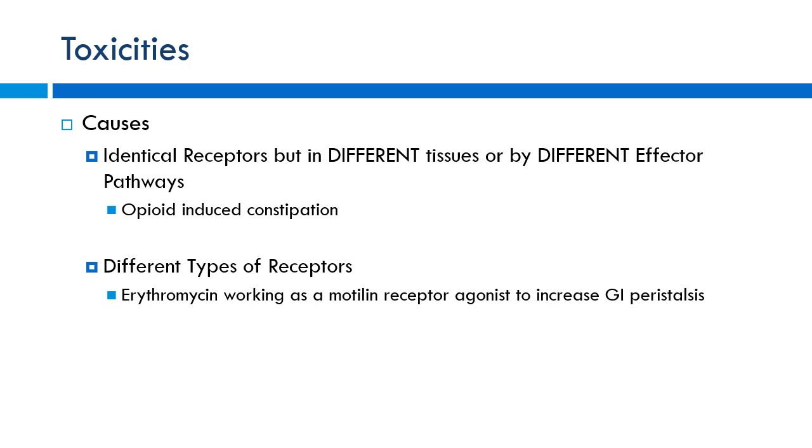However, what we noticed is it actually works on a different receptor, one called motilin, which we'll talk about in physio in the GI section, but it works on this receptor and actually increases peristalsis. Right? So increased peristalsis should do what to the GI tract? Should increase motility, which should increase defecation, right?